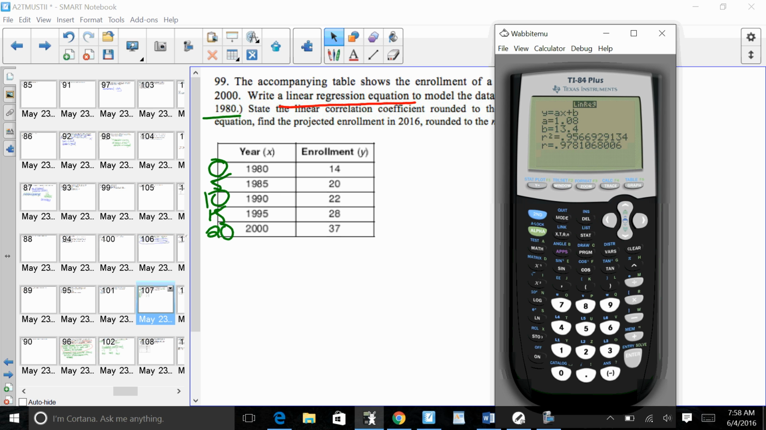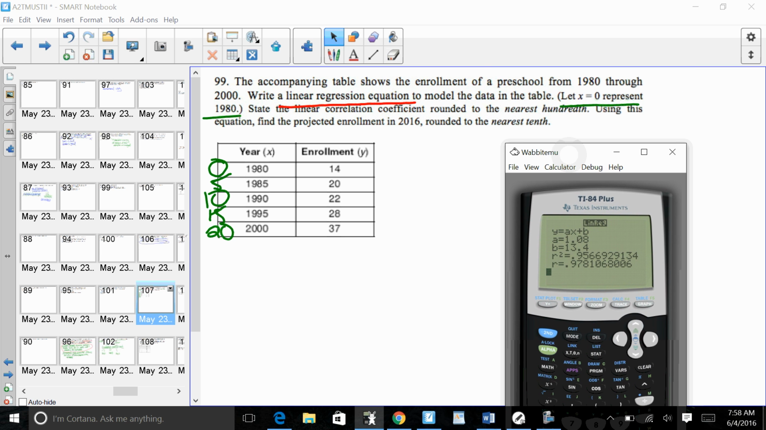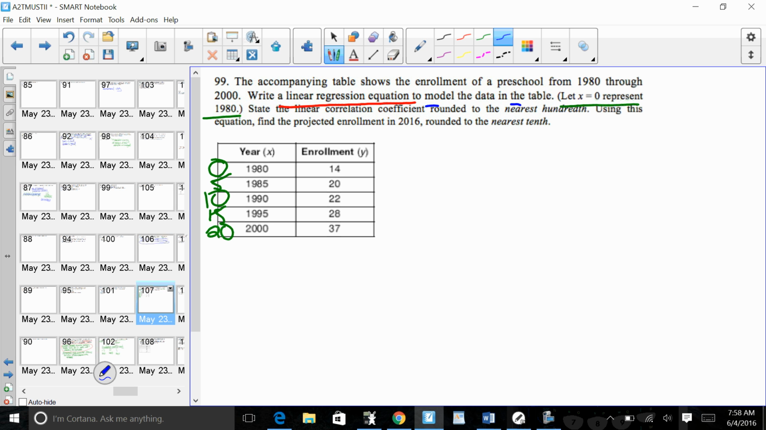So what does it want me to round to? It says write a linear regression equation to model the data in the table. Let x equals 0 represent 1980. Does it tell me to round to anything? No. Don't look to the next part of the question. This is a separate question. Because it does not tell me to round to anything, I'm not going to round to anything.